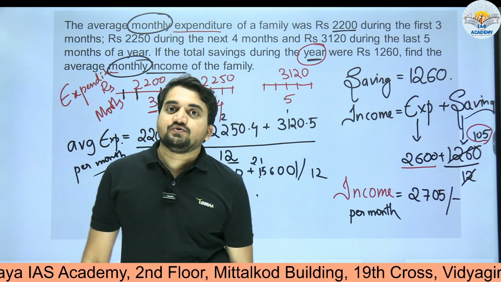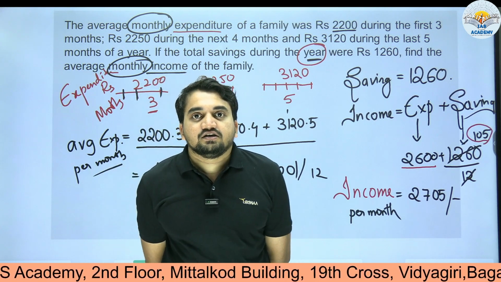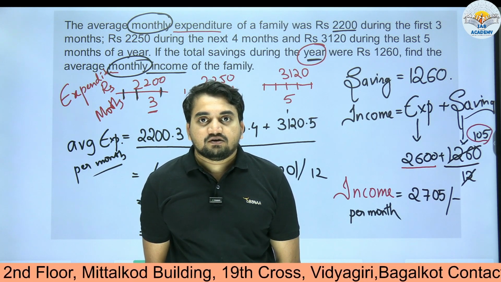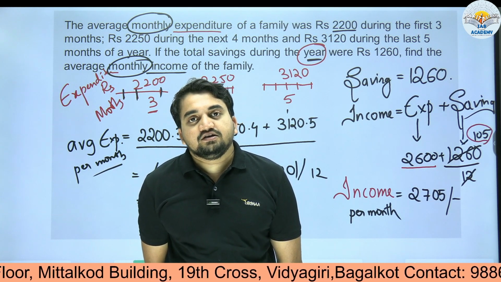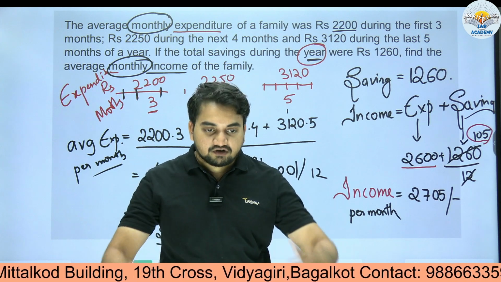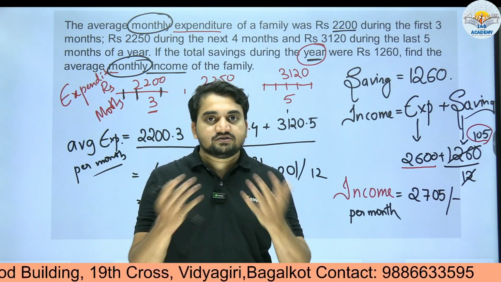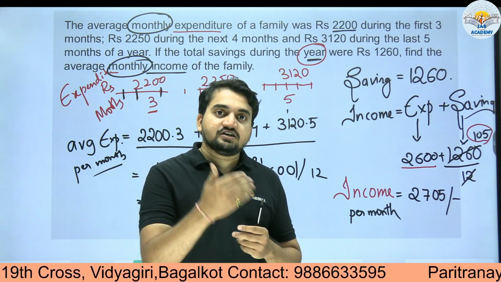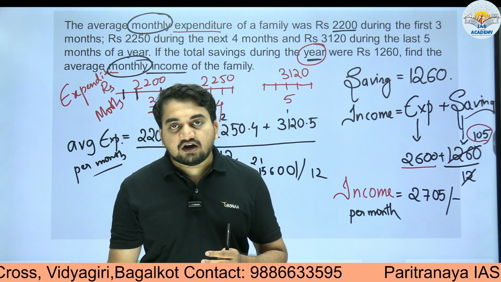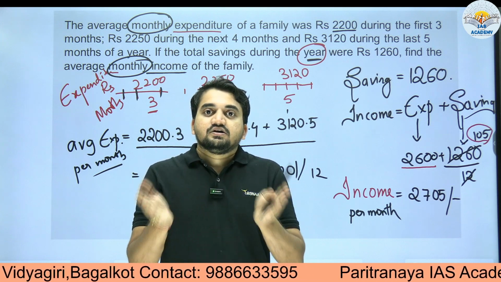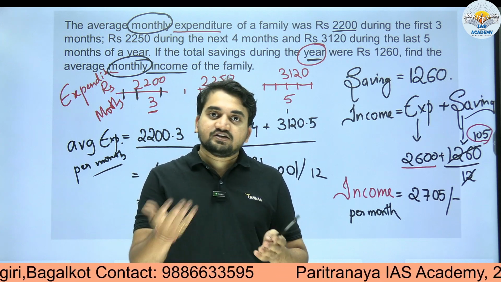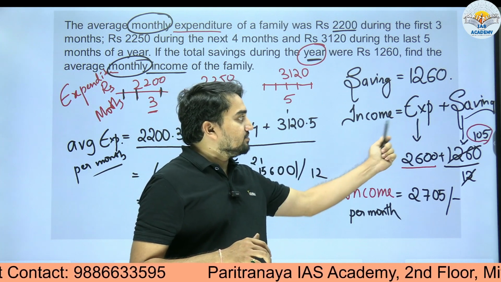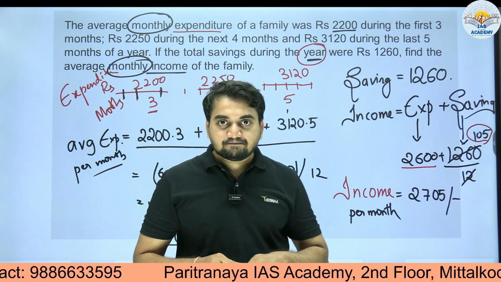For example, if the salary for a person is 1000 rupees per month, he spends 900 rupees for going outside, eating food, rent, buying clothes, etc. He saves 100. So expenditure is 900, saving is 100 rupees. If you add both, his income will be 1000. Obviously he is getting a salary of 1000. That is the concept behind income equal to expenditure plus saving.